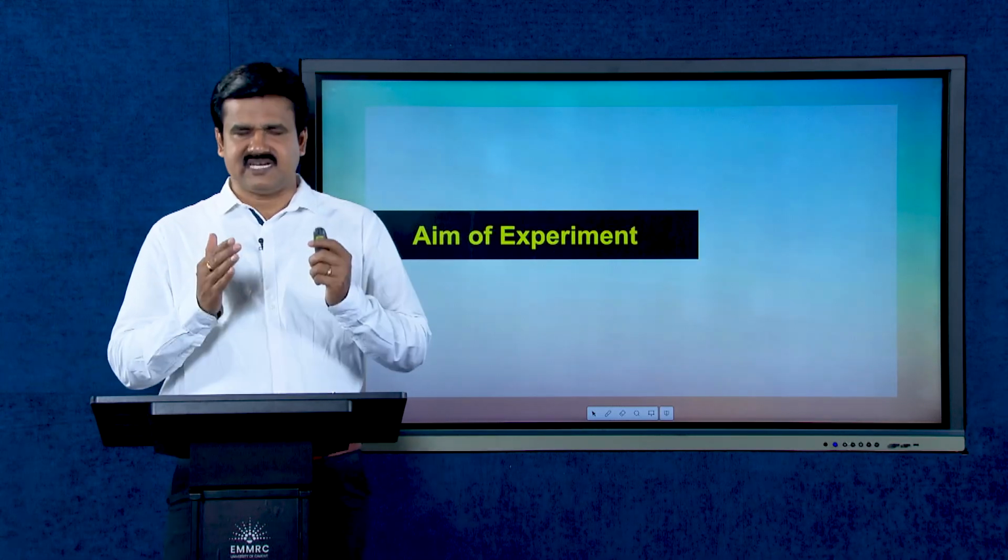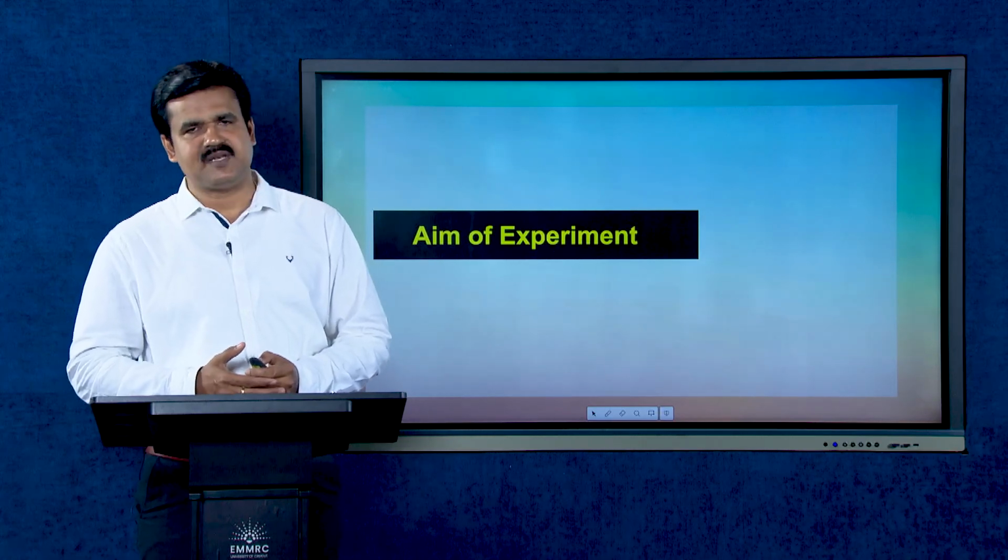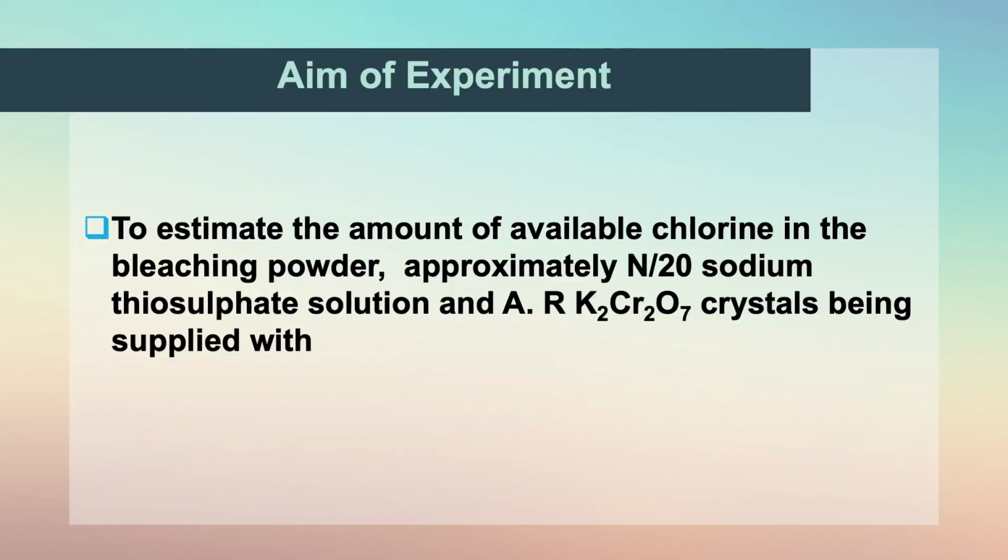Now, we are discussing the aim of the present experiment. It is very well clear that the aim of the experiment is to estimate the amount of available chlorine in the bleaching powder, and for this experiment you are provided with approximately N/20 sodium thiosulfate solution and AR potassium dichromate crystals. So, N/20 sodium thiosulfate solution and AR K2Cr2O7 are two important reagents you are supplied with to estimate the amount of available chlorine in the given bleaching powder.